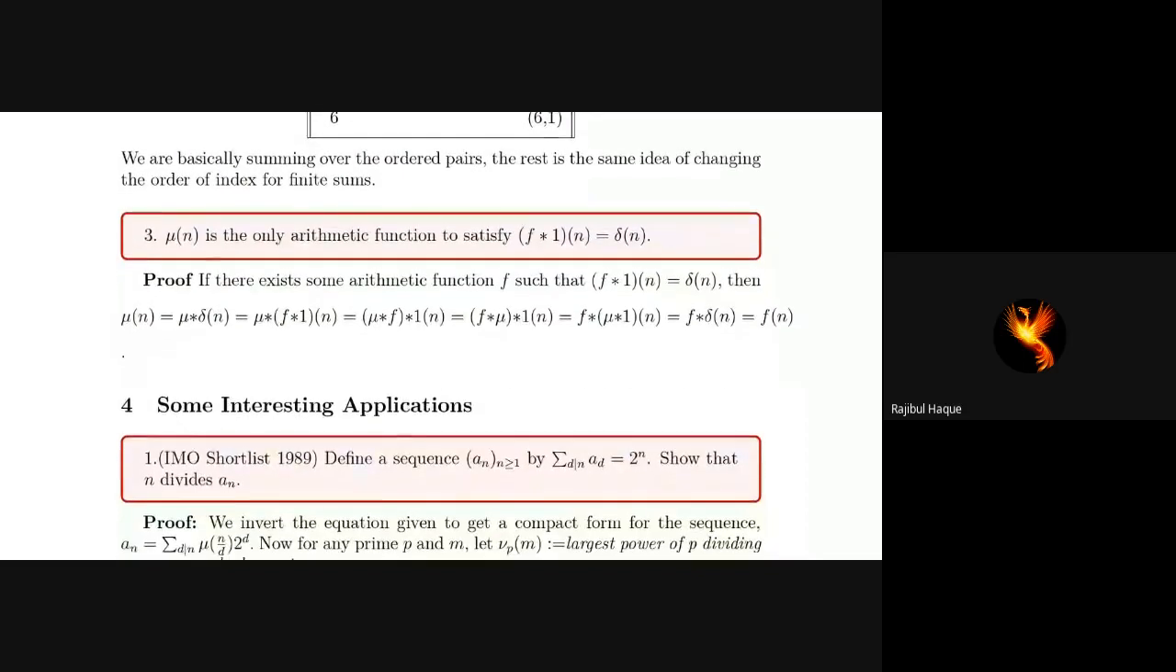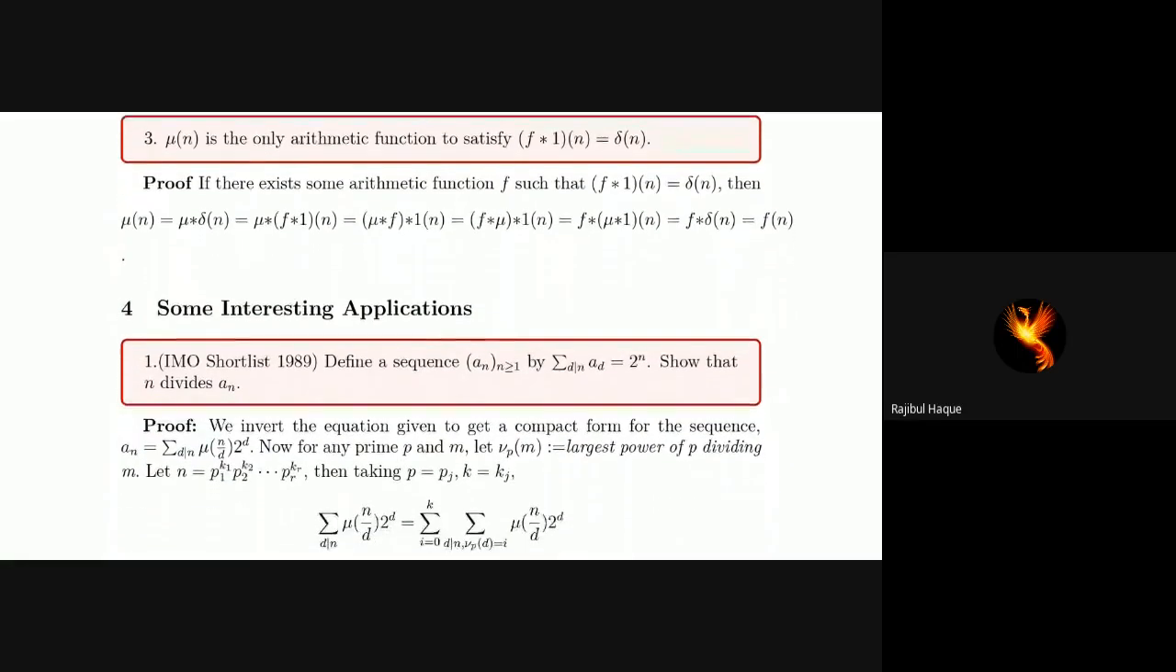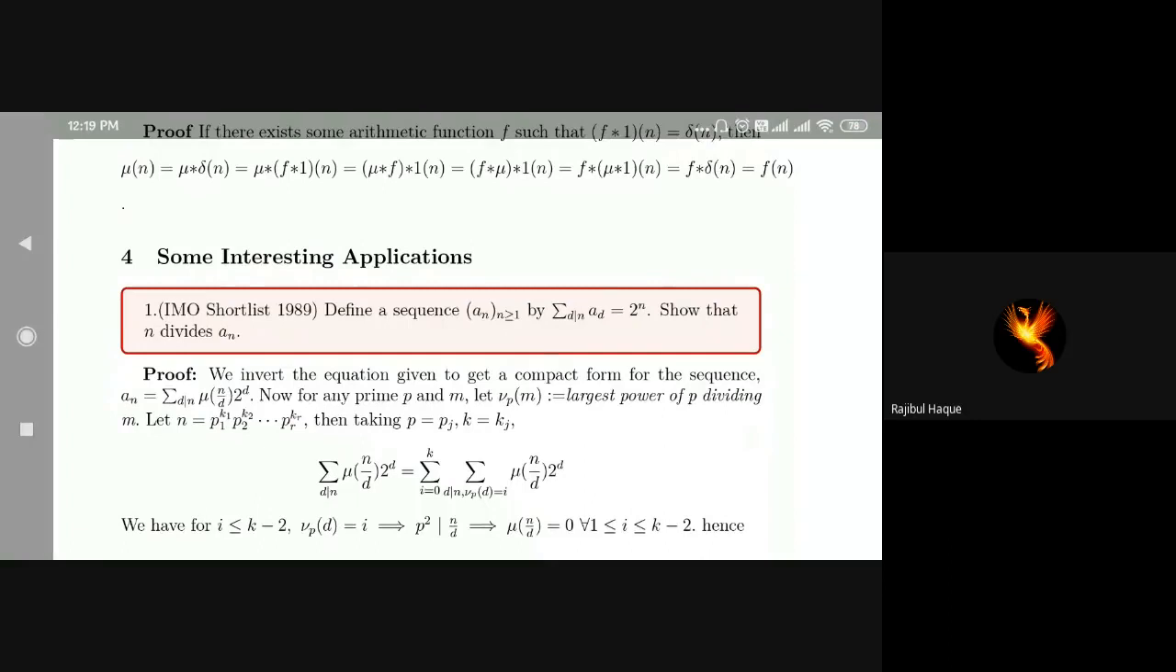Now we will talk about some interesting applications or some interesting problems where we will need the Mobius function and the Mobius inversion formula. But from here on, I will ask my fellow classmate Pratik Roy to carry forward. This is his part now.